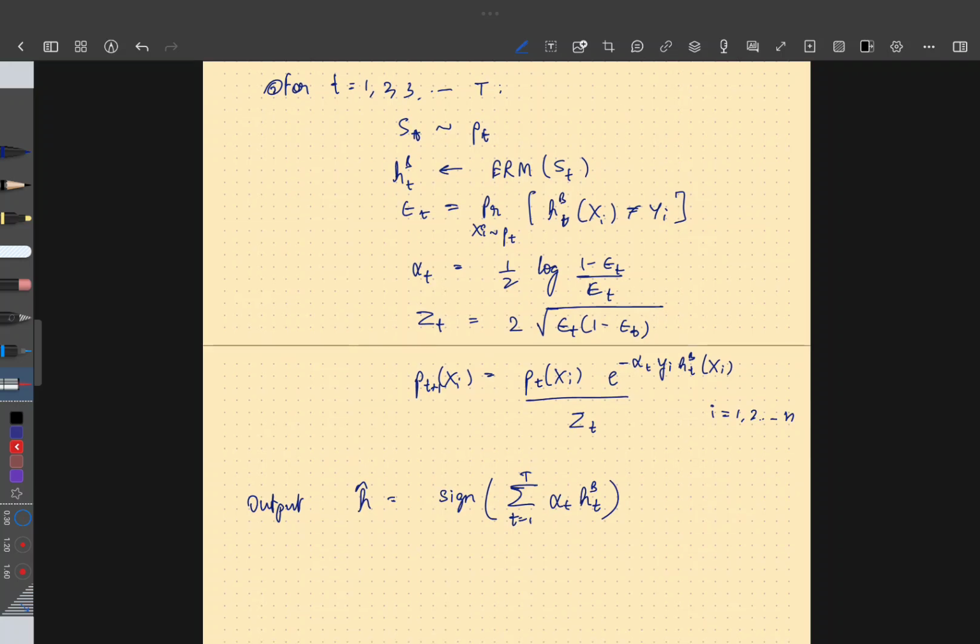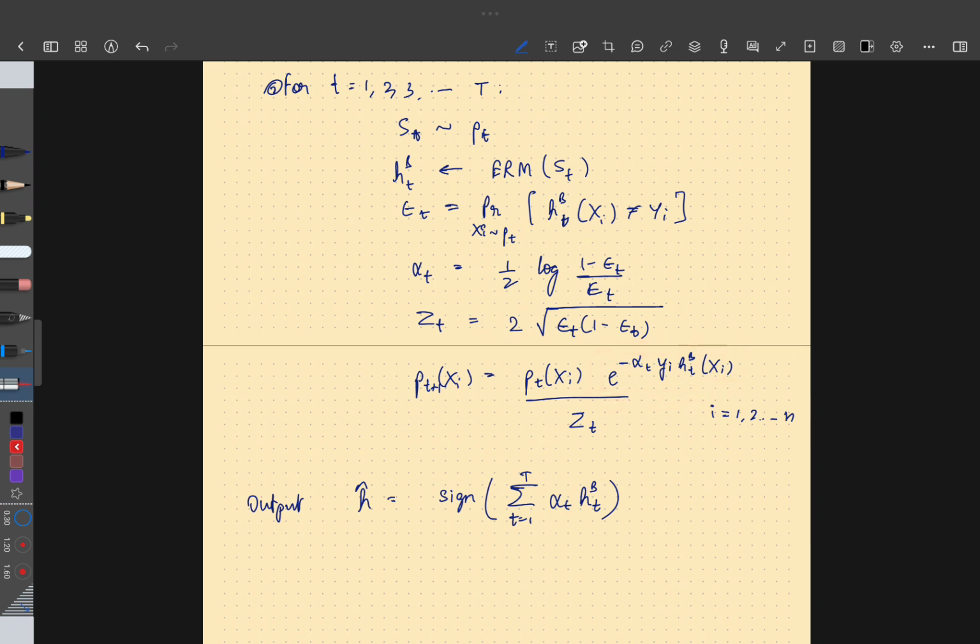But at the same time, if you look at how this distribution is being modified, as I was referring to, you give higher weightage to those samples which are classified incorrectly, right? So suppose that this was classified incorrectly, which means that h_t of x_i differs from y_i. Then this product would be negative, which means that this exponent would be positive, and therefore this weightage has now increased.